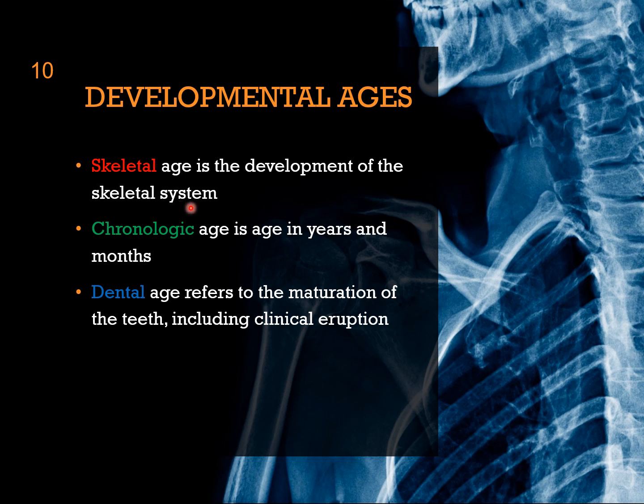We look at the skeletal age of the patient. They look at the chronological age in years and months. And then they also look at the dental age, and that's how the teeth are erupting. In our dental age, a lot of times the eruption pattern may be 6 to 7 months earlier, or 7 months later, or even a year later on some children.